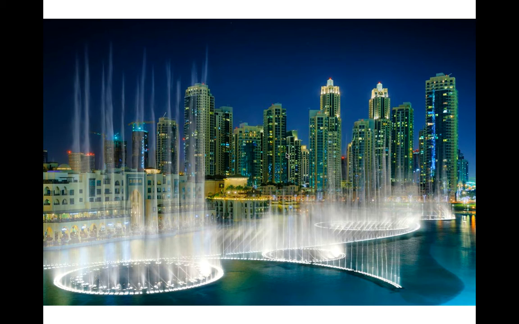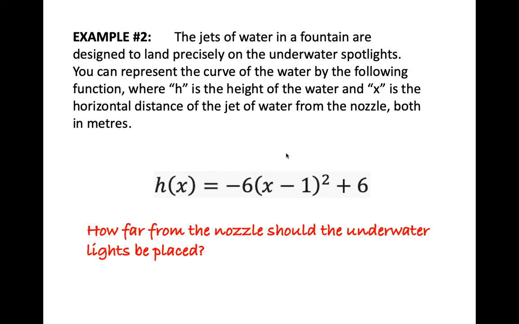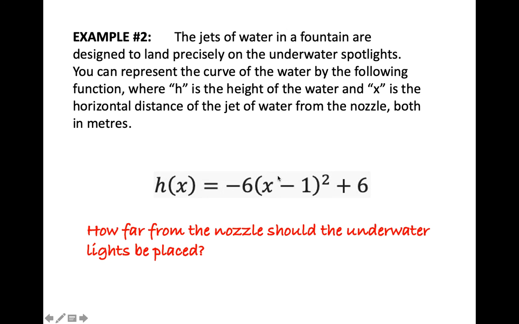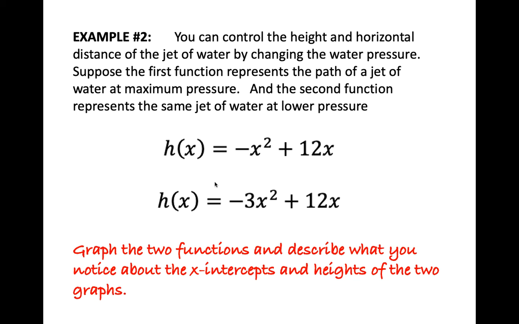If we were going to look at something that involved a fountain, the jets of water in a fountain are designed to land precisely on the underwater spotlights. If you could represent the curve of the water by this quadratic function, where h is the height of the water and x is the horizontal distance, how far from the nozzle should the underwater lights be placed? So we graph it. We take a look. Here's our jet of water coming up, and it lands again here at 2. And if we look back to make sure we understand what the units were, they were meters. That means we're looking to place our underwater spotlights 2 meters away from the nozzle.